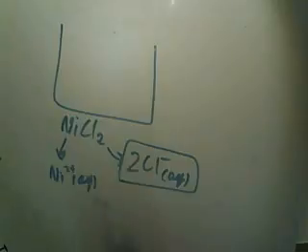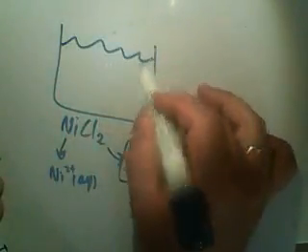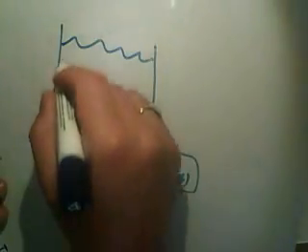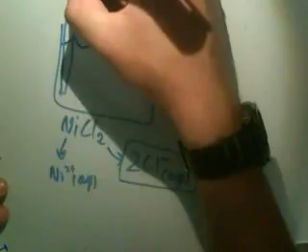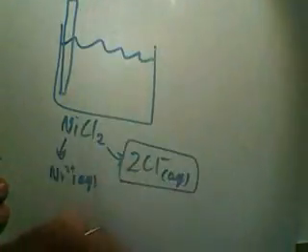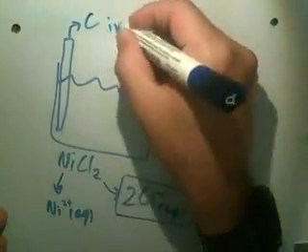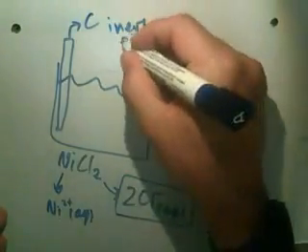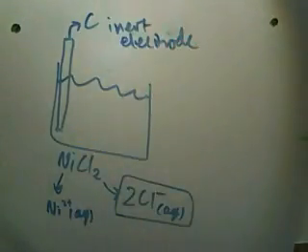So if I have this solution of nickel chloride and I get this thing and I put it in here, this is called a carbon electrode. It's an inert electrode, which means that it doesn't chemically participate in the reaction itself.